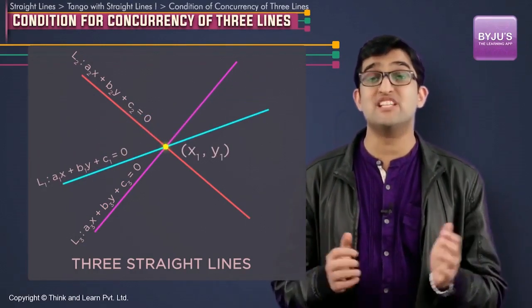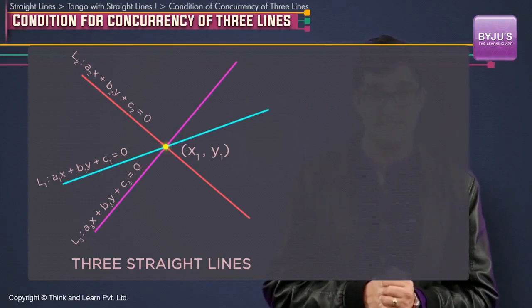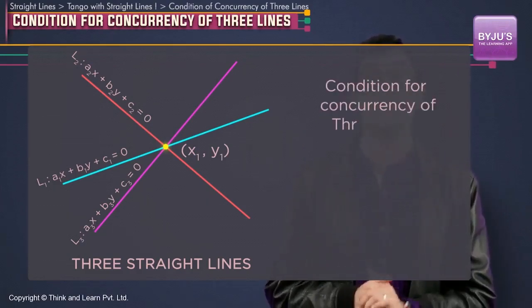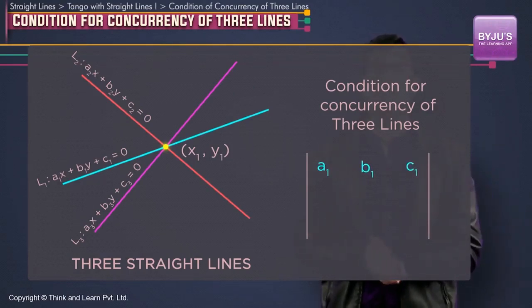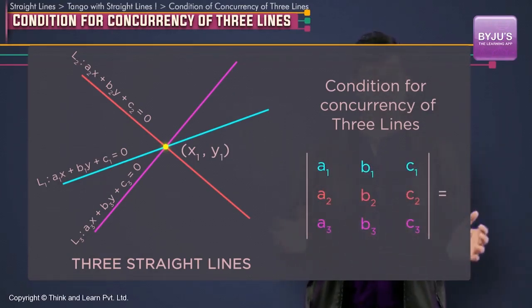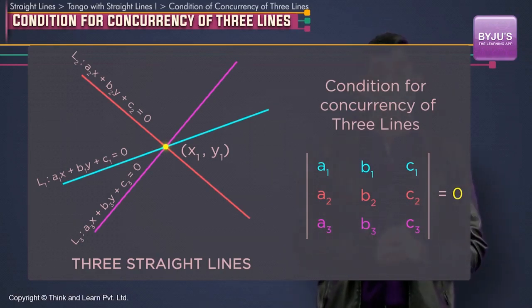As we know the expression for the area of the triangle, the condition for concurrence can be given by the determinant of a1, b1, c1, a2, b2, c2, and a3, b3, c3 being equal to 0. Here, you have to take care that all three lines should not be parallel, as taking a determinant in that case will also yield a value equal to 0.